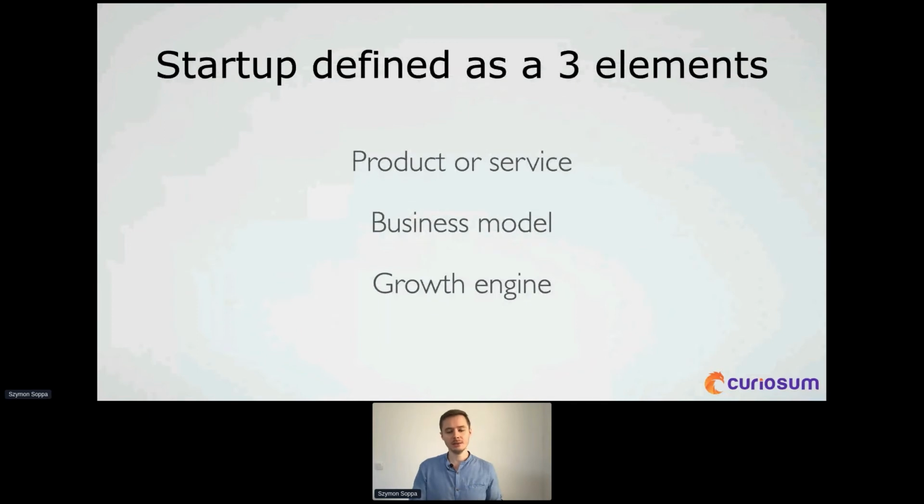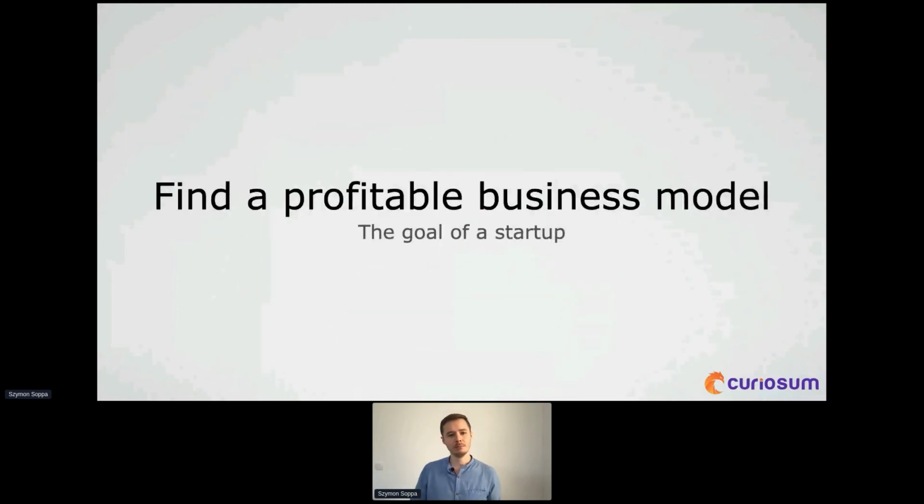And there are three elements of a startup. There is a product or a service that we bring into the market. There is a business model, and there is a growth engine. Basically, a growth engine is how people find out about this app. And the business model is how do we make money on it? Because the goal of every startup is to find a profitable business model. That's the first thing that they have to think about when they start the startup.